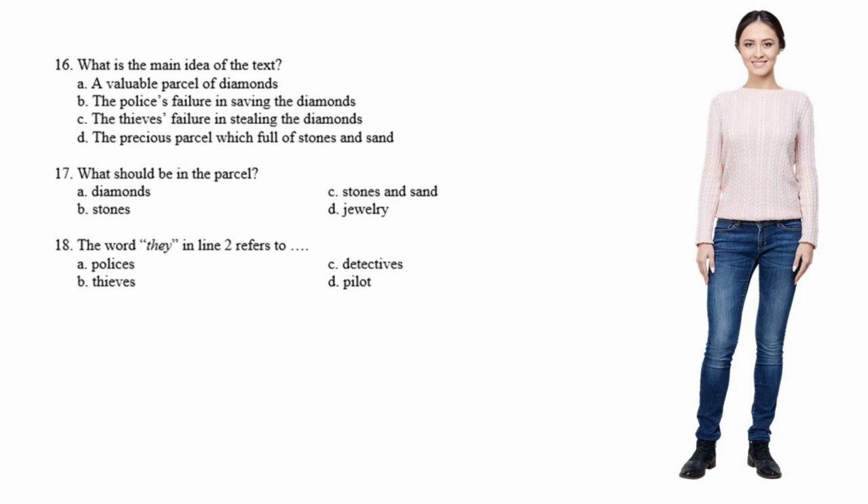17. What should be in the parcel? A. Diamonds. B. Stones. C. Stones and sand. D. Jewelry. 18. The word "they" in line 2 refers to A. Police. B. Thieves. C. Detectives. D. Pilot.